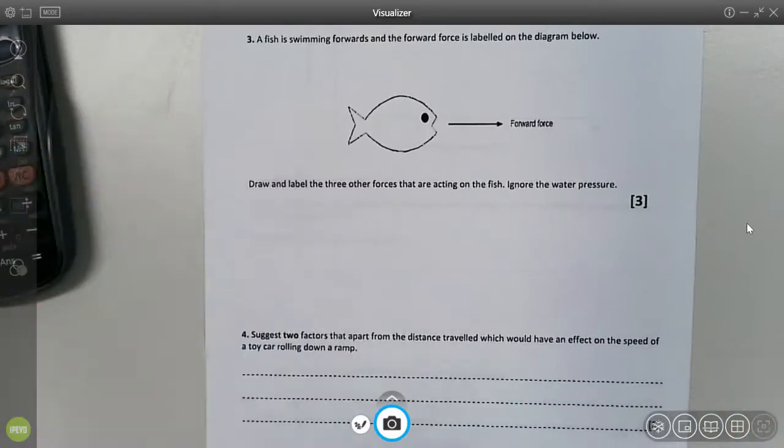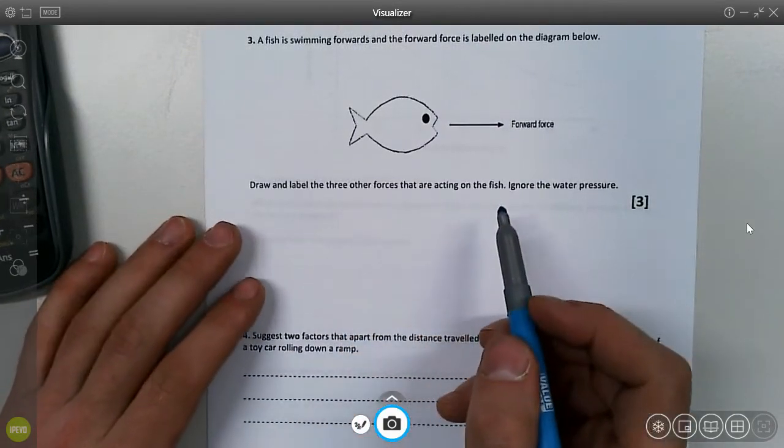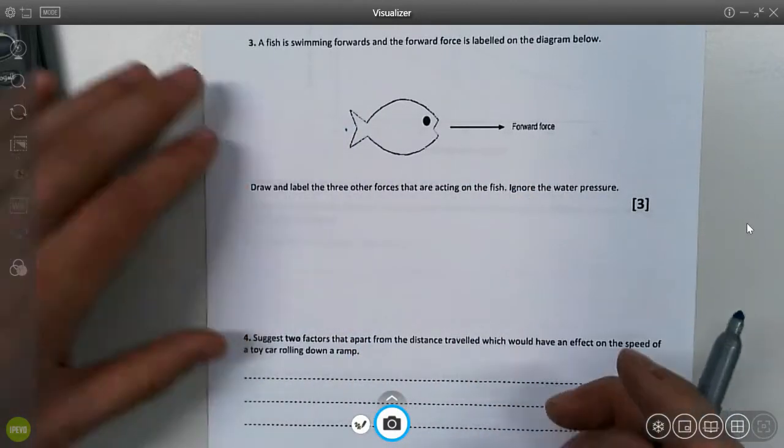Okay, 2 questions now. Pause the video and answer both. Draw and label the 3 other forces acting on the fish. So we've got the forward force, which is, I guess, the force of the fish swimming.